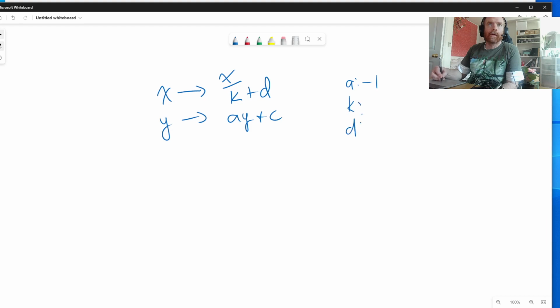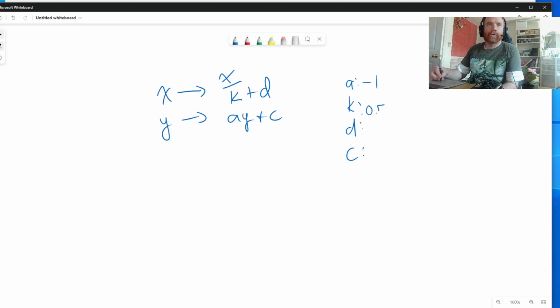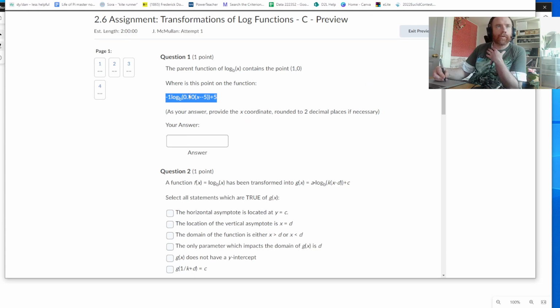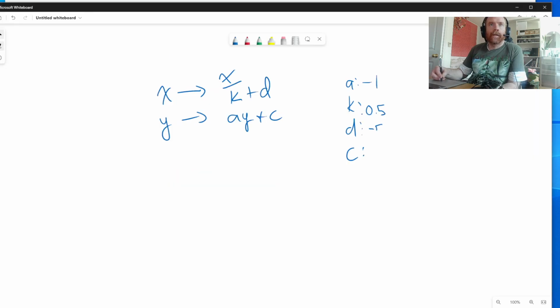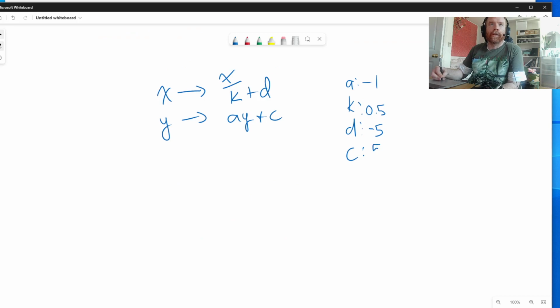A, k, d, and c. A is -1. K is 0.5, which is the number that appears inside the log function, but not inside the innermost bracket. Now, d is the value that comes after a subtraction sign. As you can see here, it's -5 for me. It's x minus -5, so d is -5, and c is finally 5.